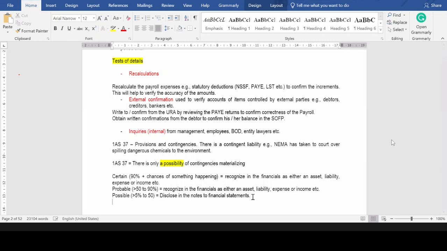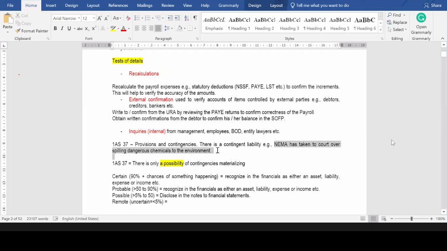And then finally, if the chances are remote or you are uncertain, that is below 5% chances. Here you may not even disclose, yeah? So that is it.